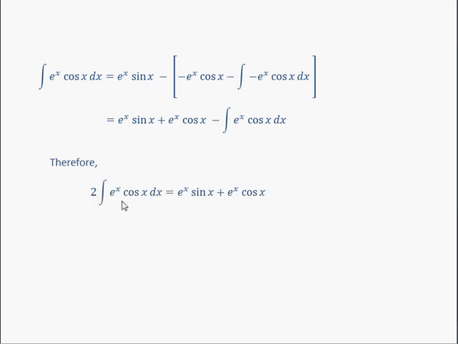Okay, so I've got 2 times the integral I want is e to the x sine x plus e to the x cos x. So the integral I want has to be, of course, half that. And we'll just add the c there. It kind of gets a bit lost in the whole process where the c comes in, but we'll just put it in at the end just to show that it's an indefinite integral.